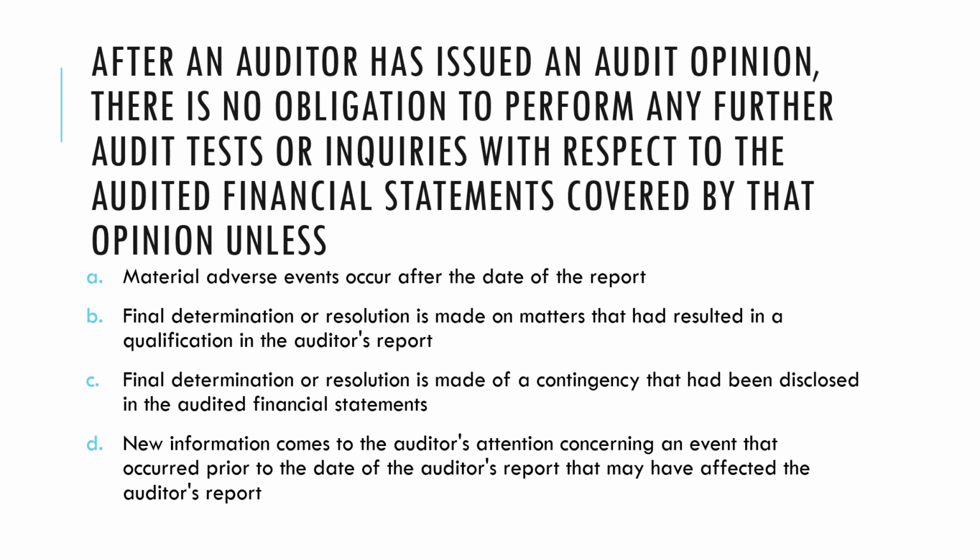Or letter C, final determination or resolution is made of a contingency that has been disclosed in the audited financial statements. So the main difference between Bravo and Charlie is that the matter giving rise to the qualification is what was finally resolved in letter B, whereas in letter C, this only pertains to the final resolution of a matter that is disclosed, not necessarily a reason for the modification of opinion. Or letter D, new information comes to the auditor's attention concerning an event that occurred prior to the date of the auditor's report and may have affected the auditor's report.